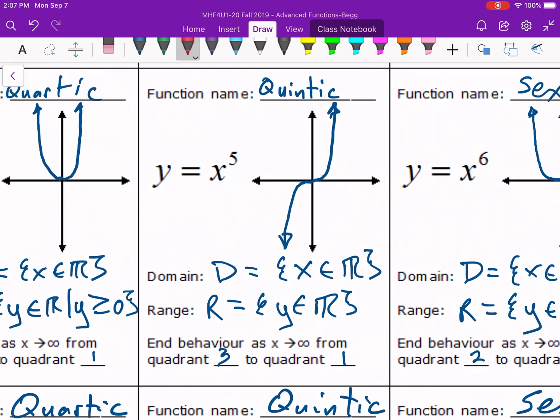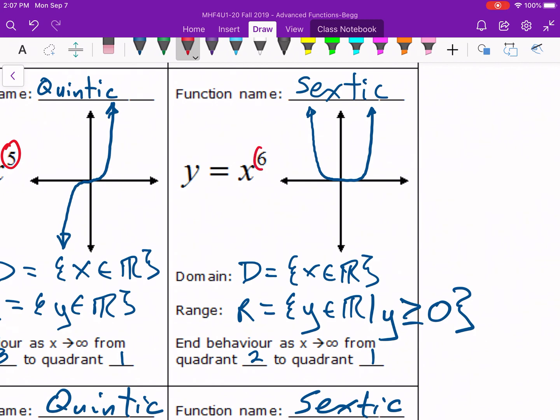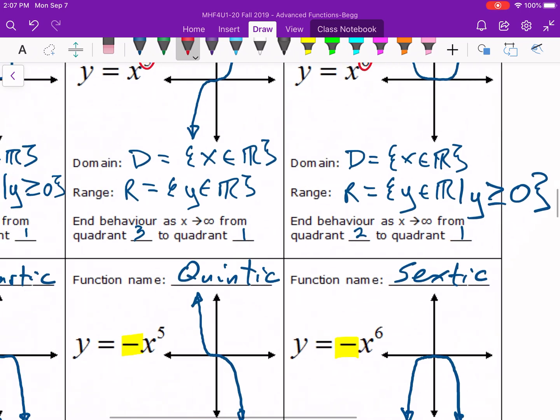Quintic, degree 5. All right, that's what's changed for this one. It looks very much like the cubic and linear. It's got the same domain, same range, same end behavior, 3 to 1. Sextic is degree 6. Again, it looks like a parabola. Again, even boxier still, but still with the same features as a parabola. Same domain, same range, same end behavior.